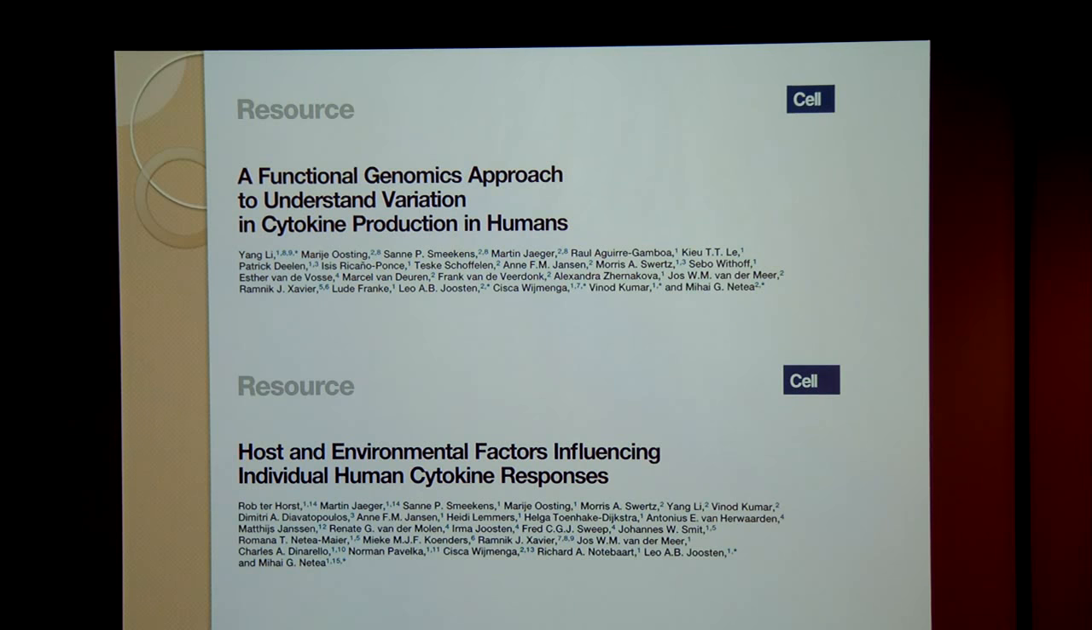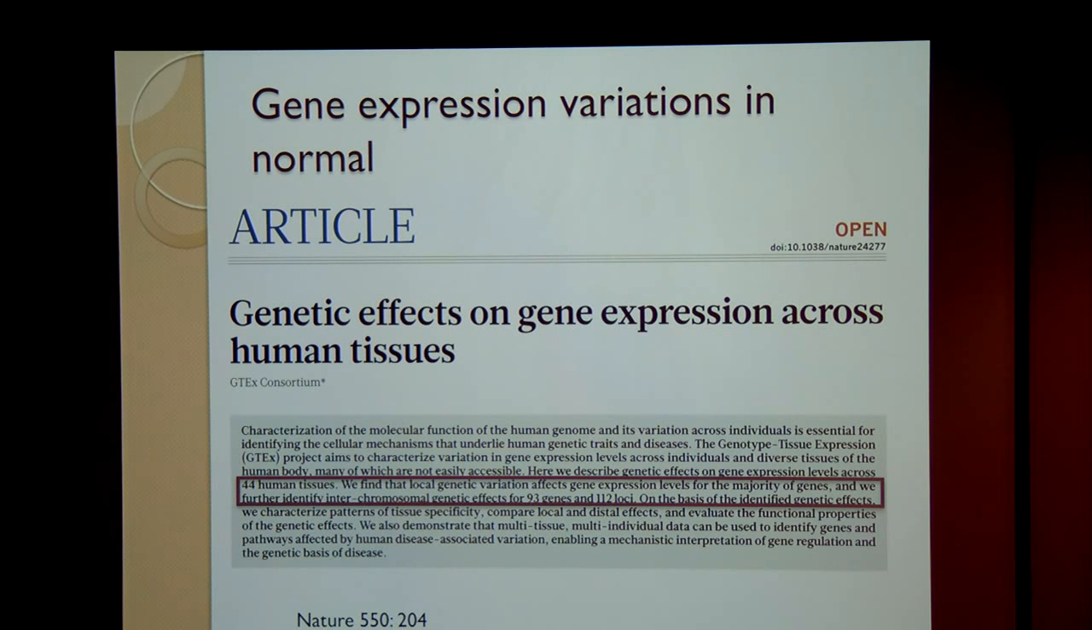And this is the paper which came out last week. The genetic effects of gene expression across human tissues. Again, they say they have identified the interchromosomal genetic effects of 93 genes and 112 loci. That means our gene expression is dependent on the SNPs that we inherited.